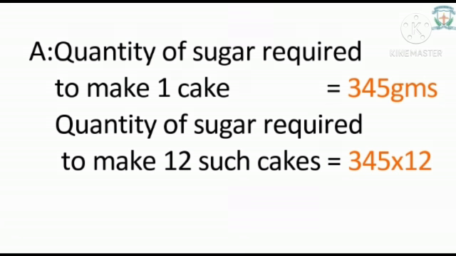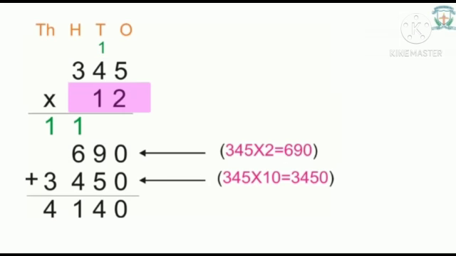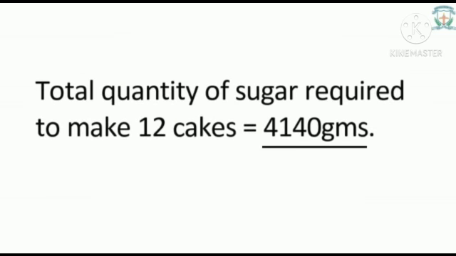Let us arrange these numbers according to the place value. 345 into 12. Let us multiply. 345 into 2 is 690. 345 into 10 is 3450. Let us add these two products. The answer is 4140. Total quantity of sugar required to make 12 cakes is 4140 grams.